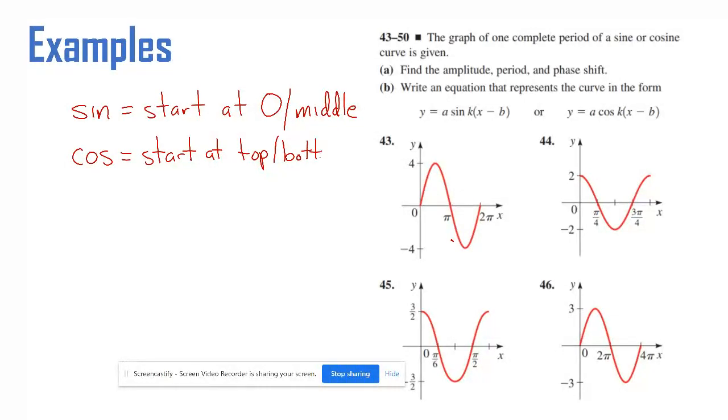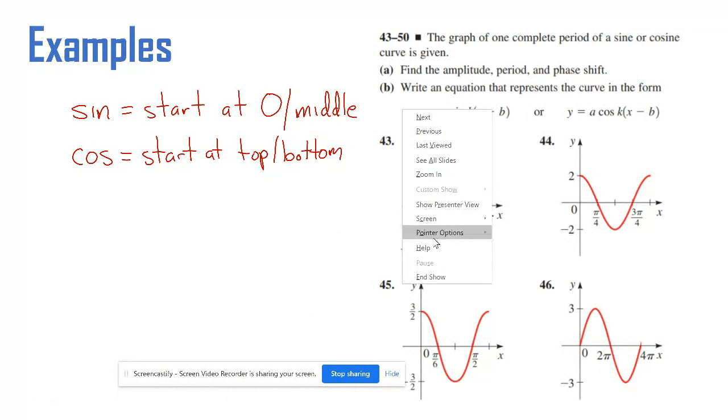So if I was going to do all 4 of these problems, and I'm just going to look at the 2 even numbered ones, but for 43, I would use a sine function. For 44, I would use a cosine because it starts at the top. 45 is another cosine. 46 would be a sine. So we're going to look at 44 and 46. So 44, I just said we're going to use cosine because we start at the top.